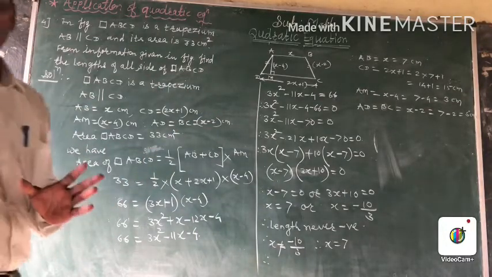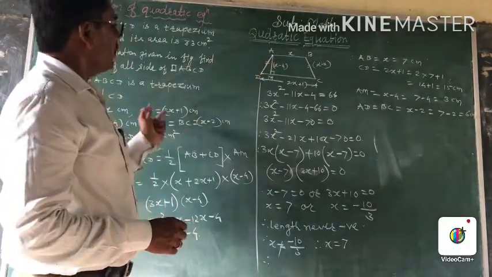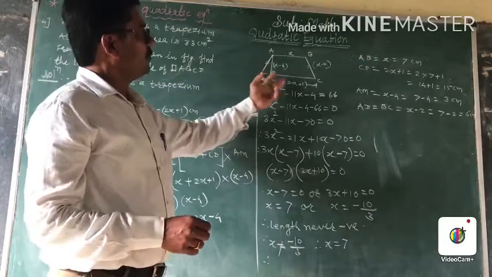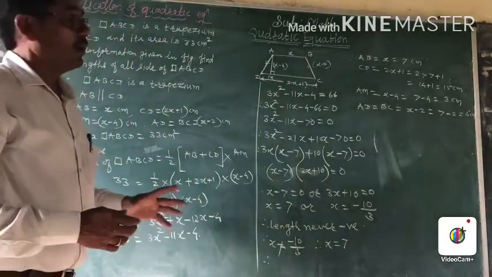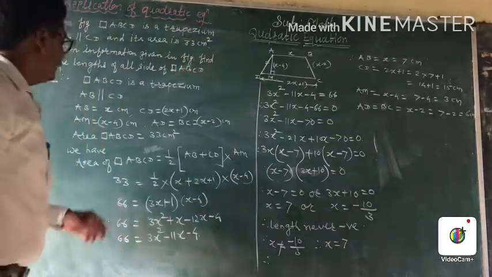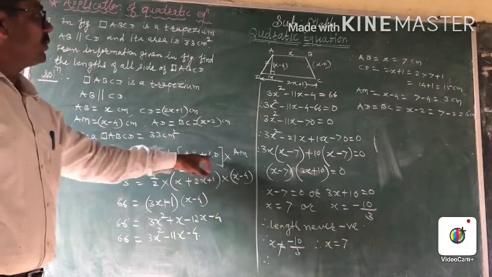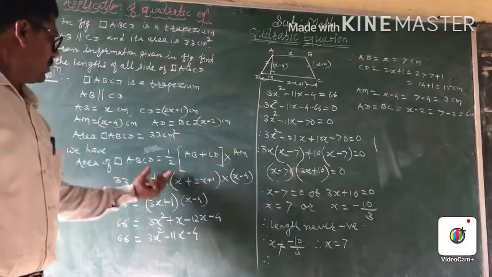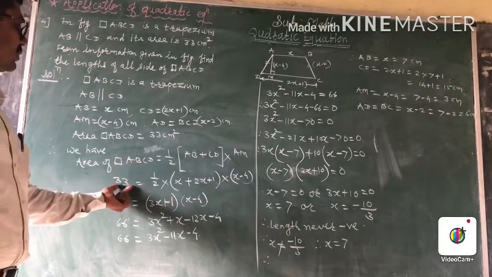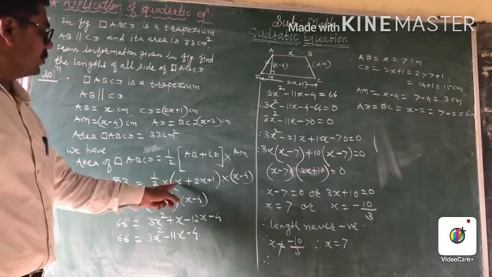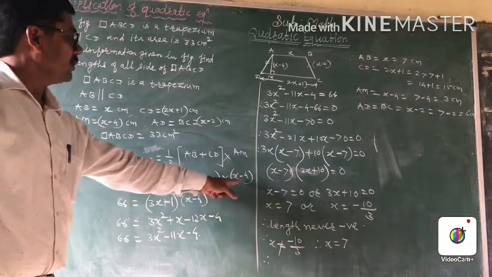Now we know the formula from the given things. Area is given, and the height and two opposite parallel sides are given. Therefore, we use the formula for the area of a trapezium. The area of a trapezium is 1/2 into the sum of the two parallel sides into the height. Substituting the values, the area of this ABCD is 33 centimeter square, so 1/2 into AB which is x, plus 2x plus 1 which is CD, into x minus 4.